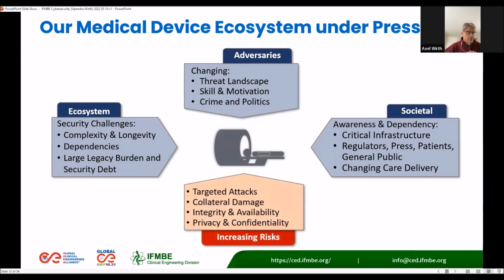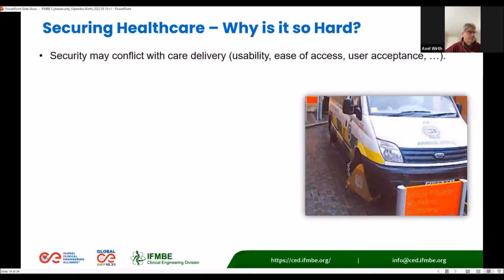So to sum it up, we live in a world of increasing cyber risk due to targeted attacks, collateral damage risk, integrity and availability of not only data, but also devices is at risk, as well as privacy and confidentiality. So it's a very broad spectrum of threats we are facing and we need to manage.